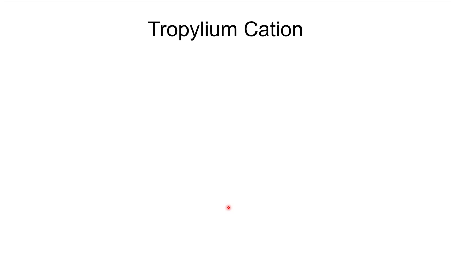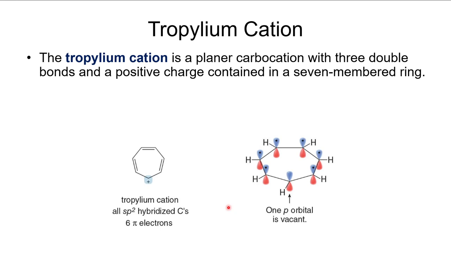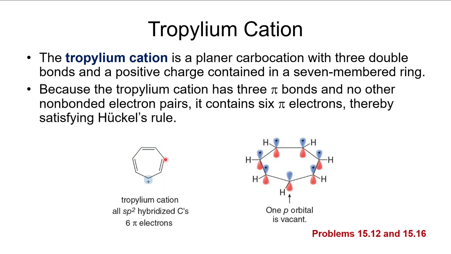All right, now we want to look at the tropylium cation. So the tropylium cation is a planar carbocation with three double bonds and a positive charge. It's got a seven-membered ring, and you'll see that there are three conjugated pi bonds and a positive charge on this carbon. That means that carbon has an empty p orbital. As a consequence, we'll be able to draw seven different resonance structures for this, where we delocalize that positive charge all the way around. But most importantly, more important than those seven resonance structures, is that we have six pi electrons. With six pi electrons, it's going to be aromatic. So this is unusually stable, and that satisfies Huckel's rule.